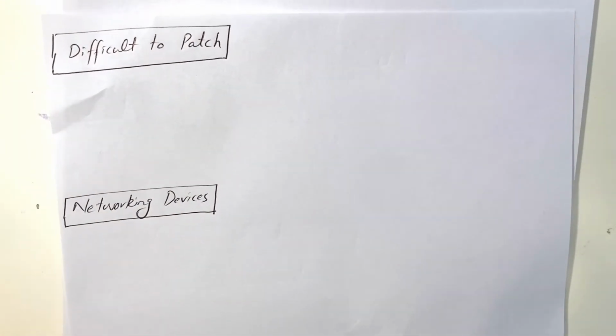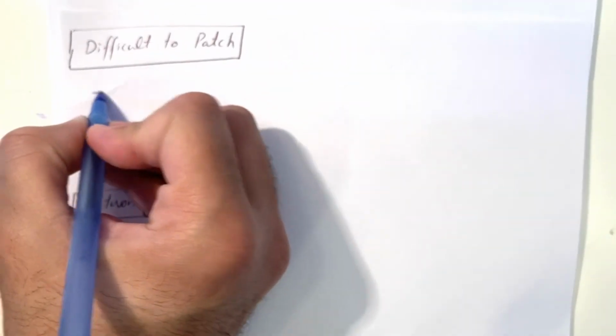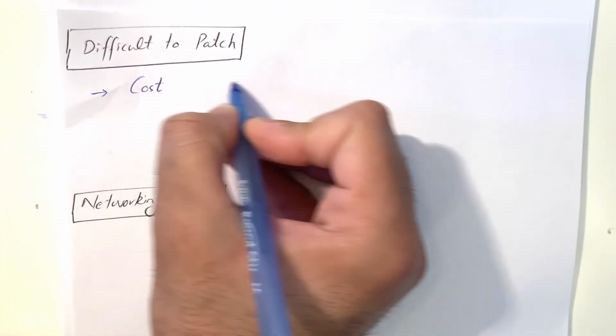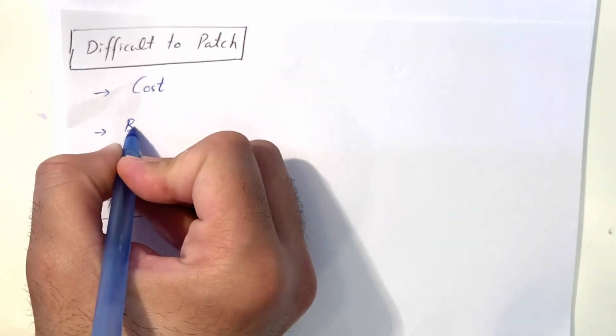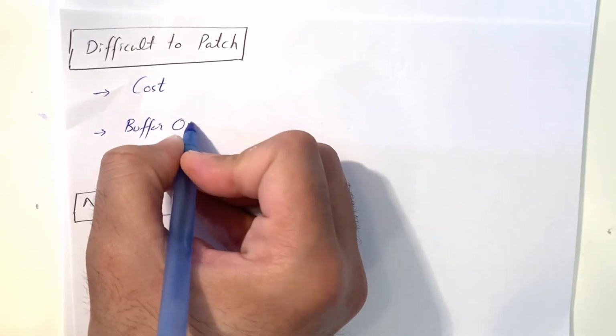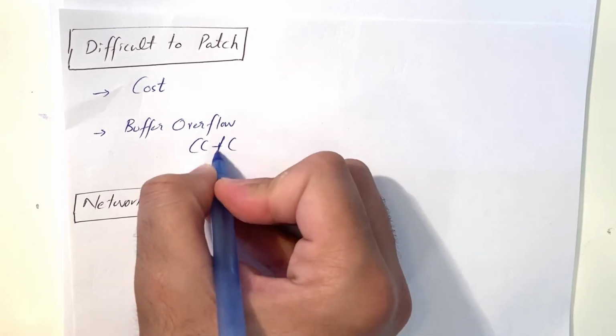There are some problems with these small sensors, these IoTs, Internet of Things. One is they're difficult to patch. Sometimes the cost of the patch is more as compared to the sensor itself. So cost is sometimes the biggest hurdle. Second is the buffer overflow attack, especially in applications designed in C or C++.